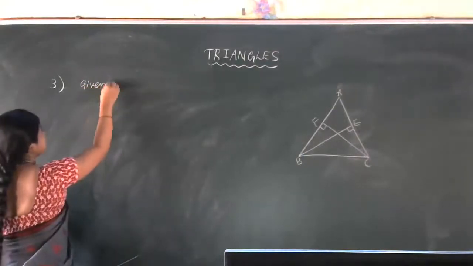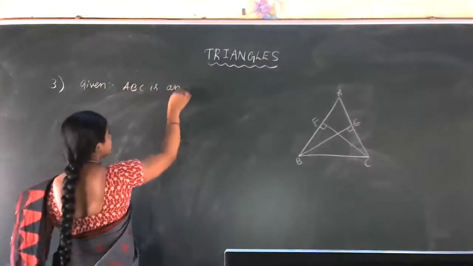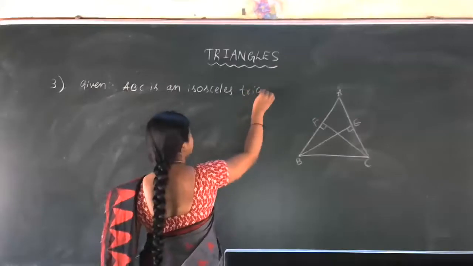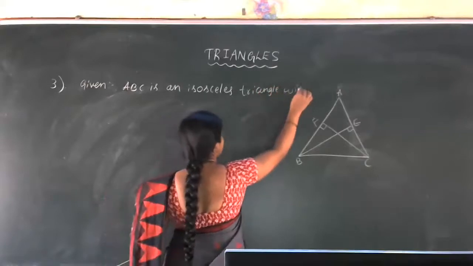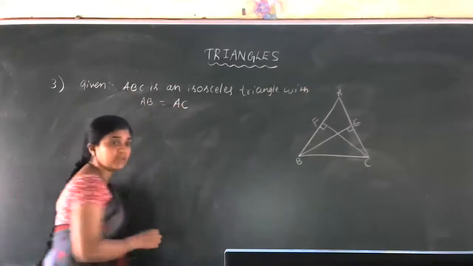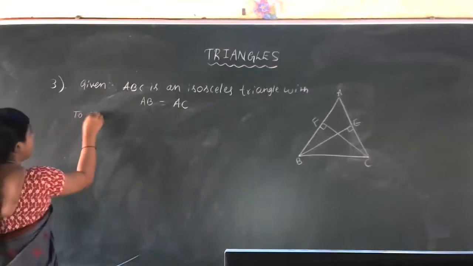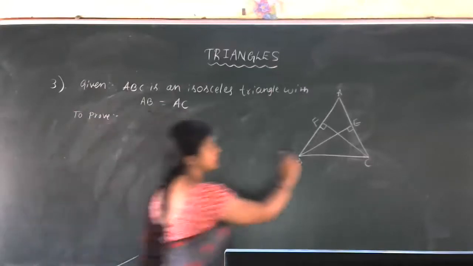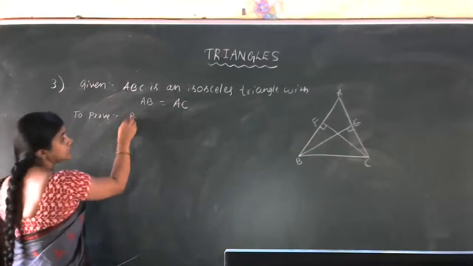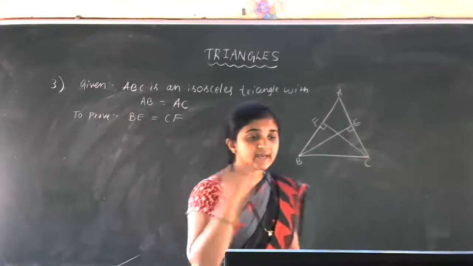Okay. Given ABC is an isosceles triangle with AB is equal to AC. It is given actually. Okay. So now to prove, what we have to prove here. To prove is these are altitudes. This BE and CF are altitudes. These altitudes are equal. So BE which is equal to CF we have to show.